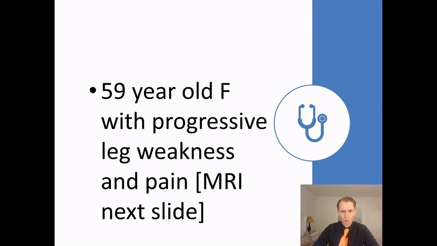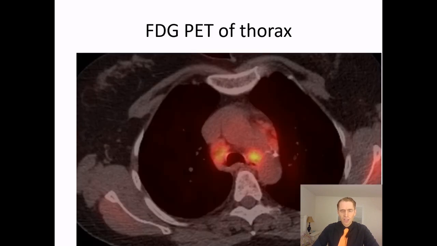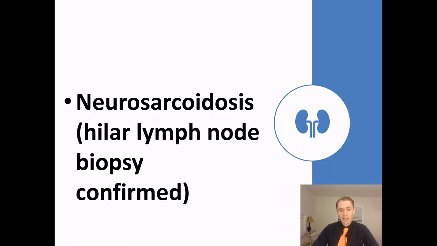This is a 59-year-old with progressive leg weakness and pain. The MRI scan showed this thoracic lesion, which avidly took up the contrast dye. Further evaluation showed that there were abnormal lymph nodes in the hilar area in the mid-chest around the heart and the bronchi, and they avidly appeared active on PET scan. The diagnosis is neurosarcoidosis, or neurological manifestations of sarcoidosis, in this case confirmed by a biopsy, again treated with immunosuppressant medications.